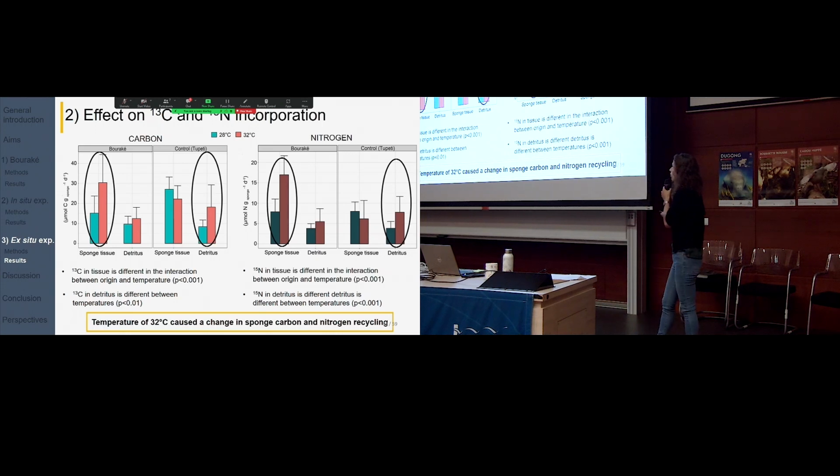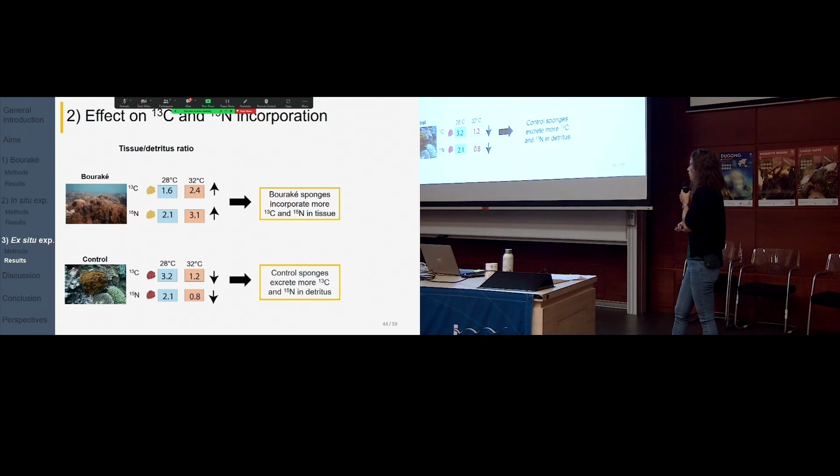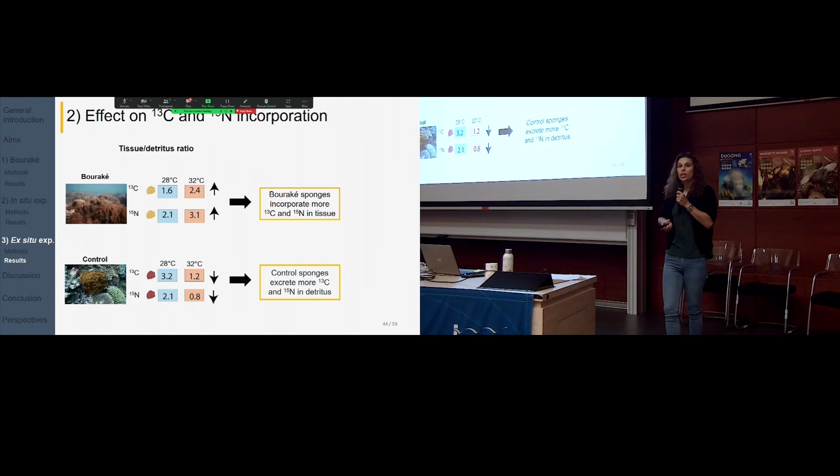To answer this question, we can look into the tissue and detritus ratio of carbon-13 and nitrogen-15. Buraké sponges increase the carbon-13 ratio from 1.6 to 2.4 at 32 degrees, while the ratio of nitrogen-15 increased from 2.1 to 3.1 at 32 degrees. So the Buraké sponges increase carbon and nitrogen incorporation into sponge tissue, while control sponges have an opposite response because they incorporate more carbon and nitrogen in detritus, leading to a reduction of this tissue and detritus ratio.